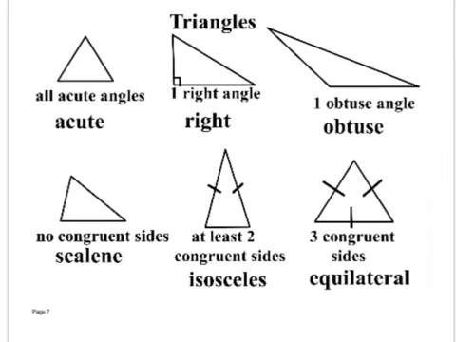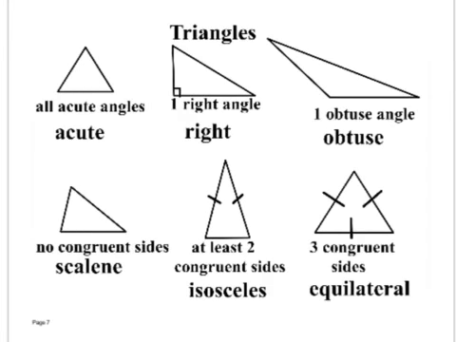All right, you need to write this down. This is the classification of triangles based on angles and based on sides. Triangles based on their angles: it's an acute triangle if all the angles are acute. All 3 have to be acute. A triangle that has a right angle is called a right triangle. It only can have one. If it has more than one, then it's not a triangle.